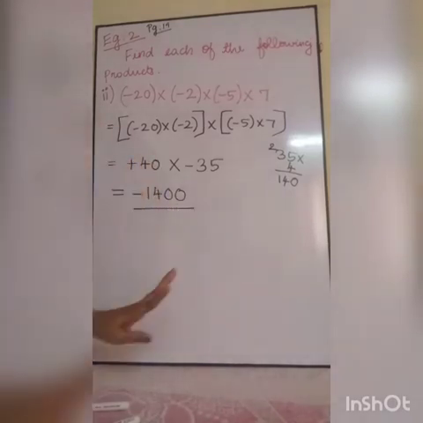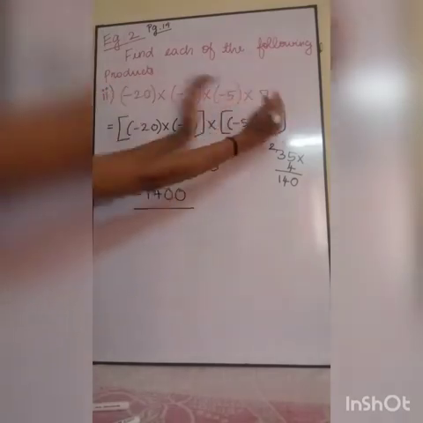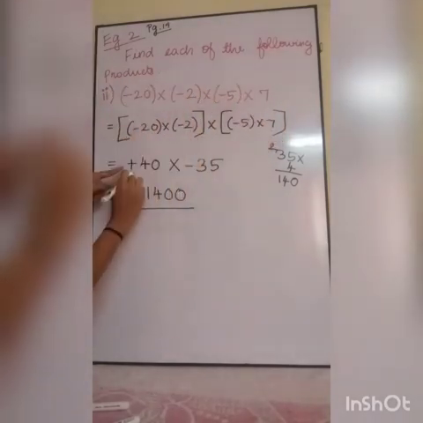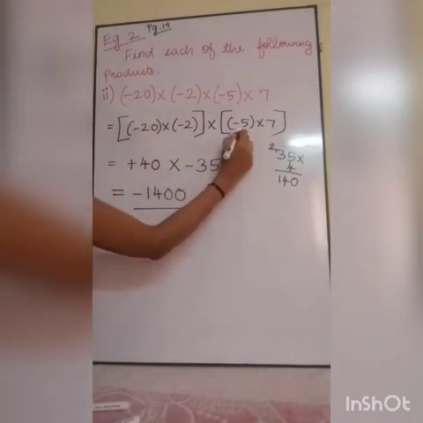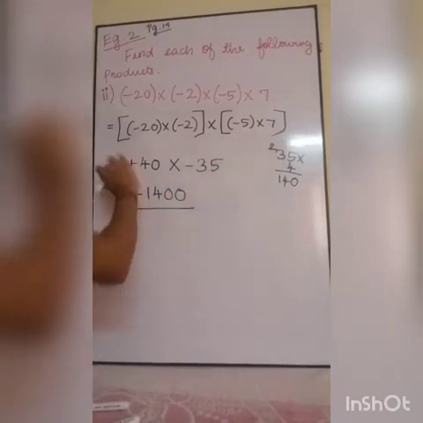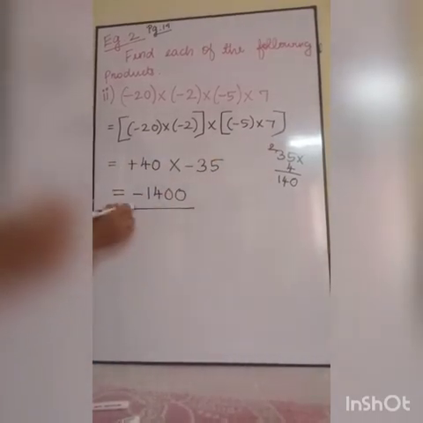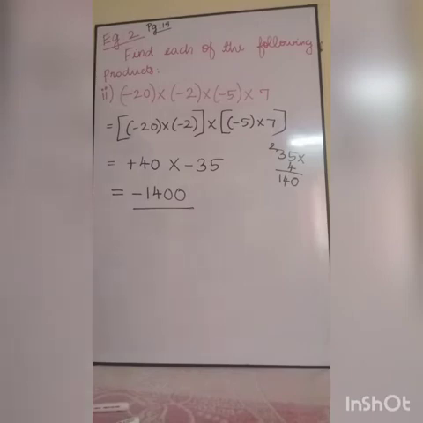See, if 4 numbers are there, you combine 2 and 2 and find the answer for each: this answer is plus 40, and this answer is minus 35. Then you multiply these two answers. What is my answer? Minus 1400. Next, your third problem.